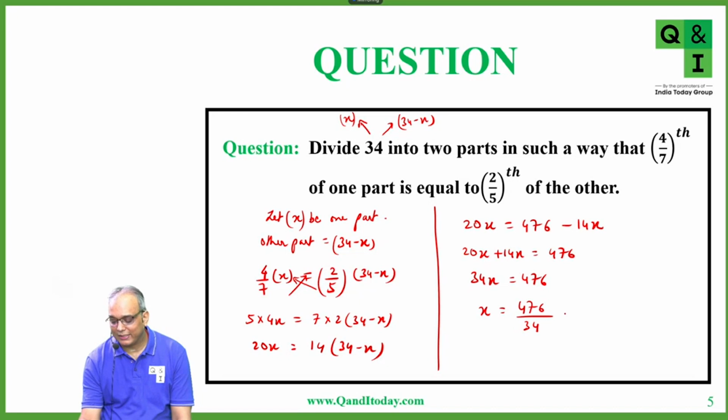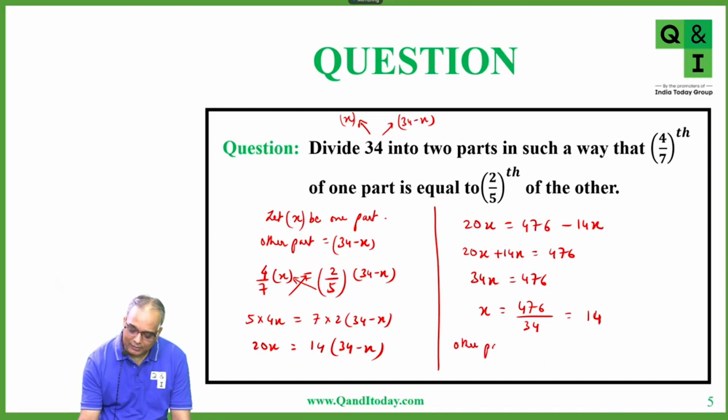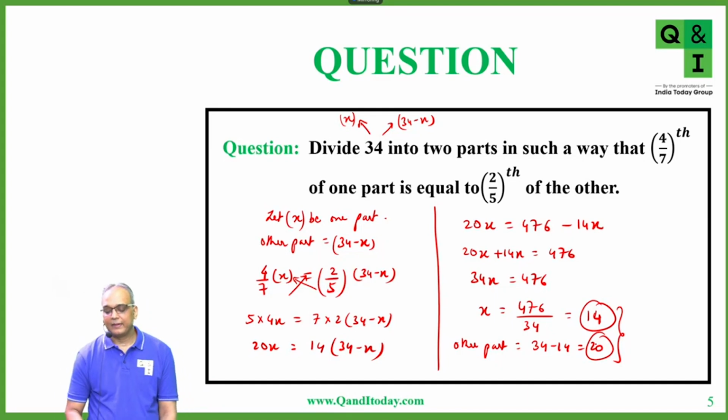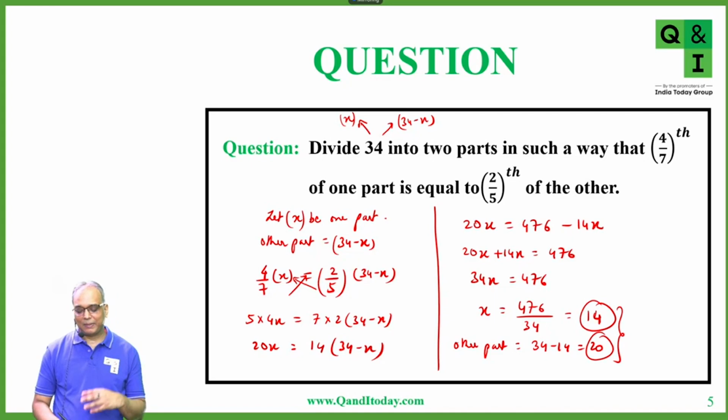If you calculate this, this is going to be 14. So one part is 14. The other part will be equal to 34 minus 14, which is equal to 20. So these are the two parts, 14 and 20. When you divide 34 into two parts, the first part is 14, the other part will be 20.